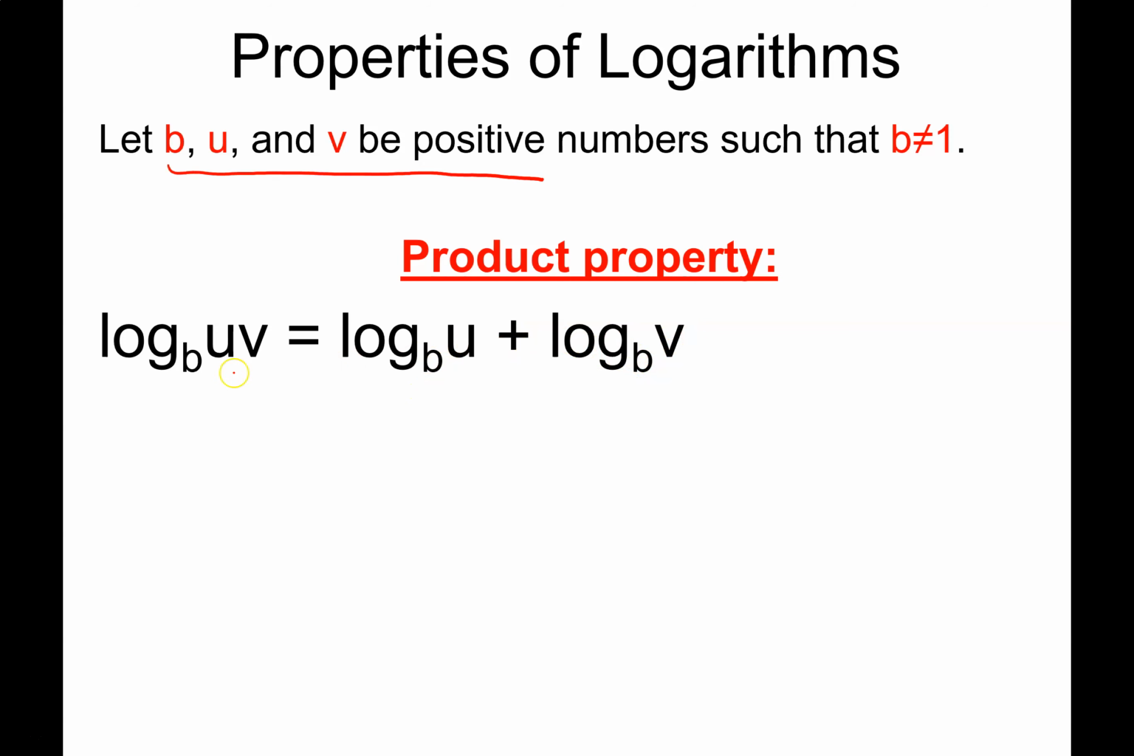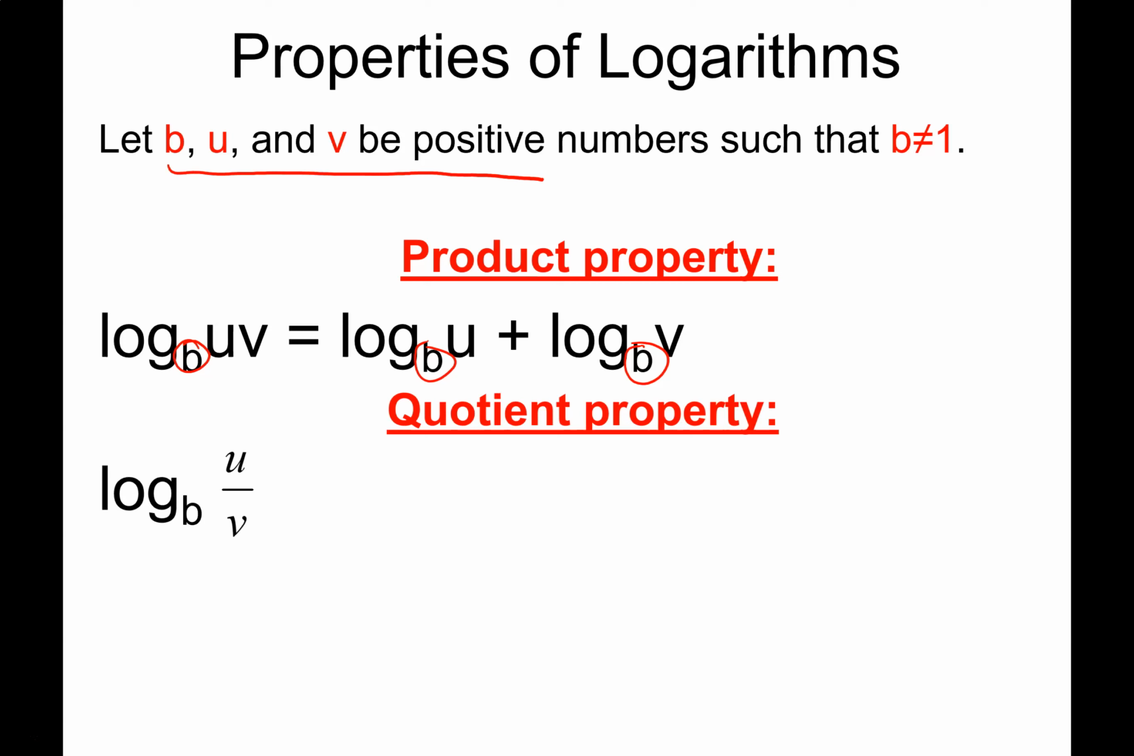So things that you need to make note of. That base needs to move over when you expand it. Whenever you have multiplication, you have to have an addition in between. Okay, that's for the product property. That's when we're expanding. Quotient property. We have log base b of u divided by v, okay? When we expand it, it'll look like this. Log base b of u minus log base b of v.